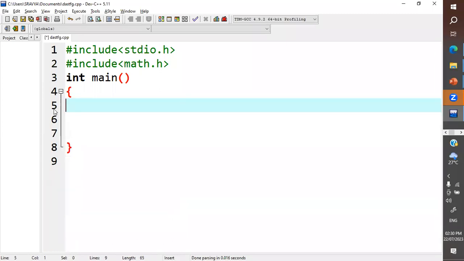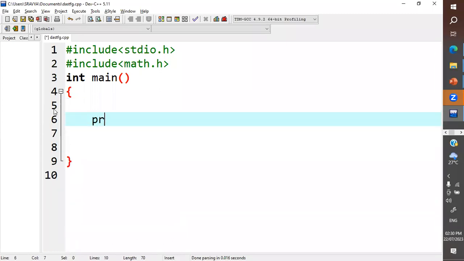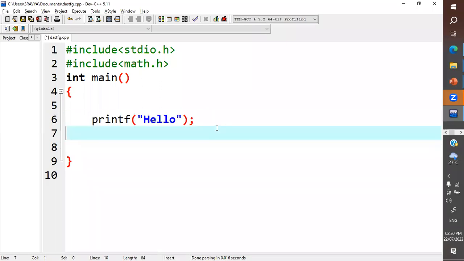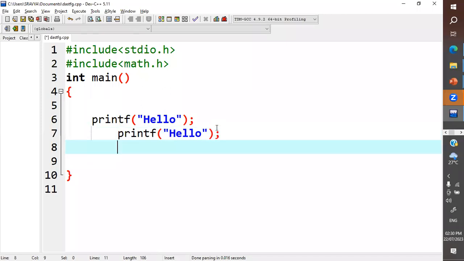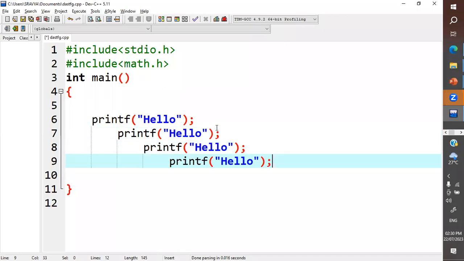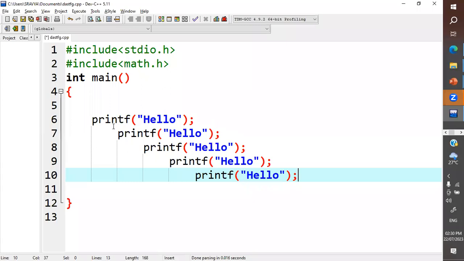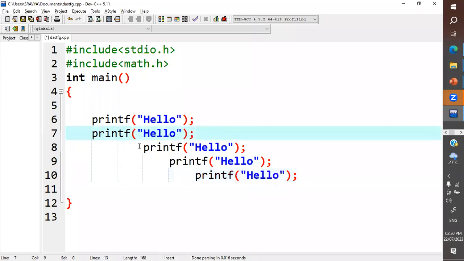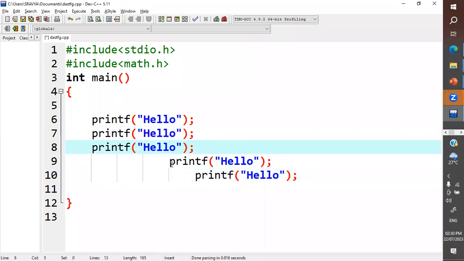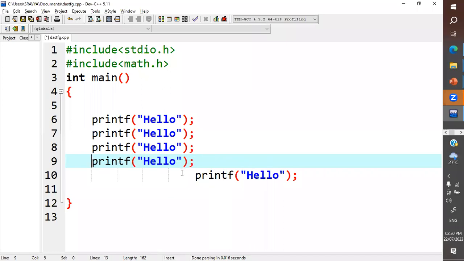For example, I have something like printf double quotes hello. Like this, I have a statement. This statement is repeated like this. Here itself, I have it again, and again, and again. How many times do I have it? Five times. Now, if I want to write this together to shorten the program, what will I do?